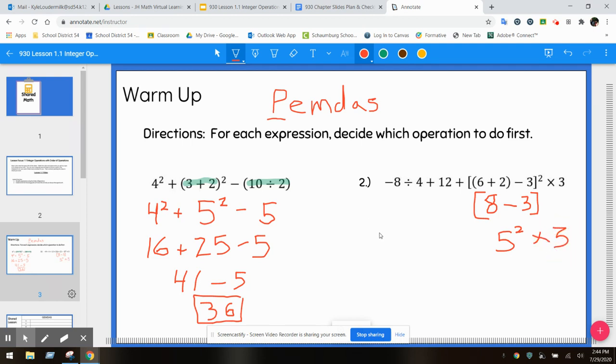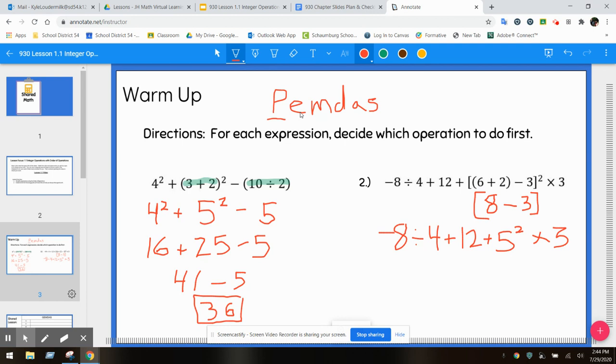I have this negative 8 divided by 4 plus 12 plus this. All right, so I rewrote everything. I've taken care of the brackets and the parentheses.